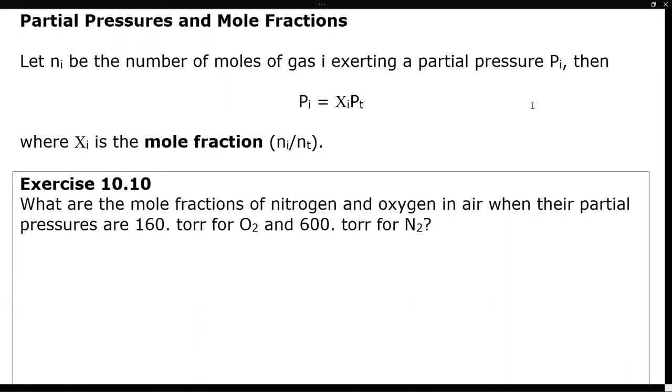So we will find the mole fractions of nitrogen and oxygen in air when their partial pressures are 160 torr for the oxygen and 600 torr for the nitrogen. This is essentially atmospheric concentration, but I just rounded off a little bit and made it purely a nitrogen and oxygen atmosphere. But let's work through that.